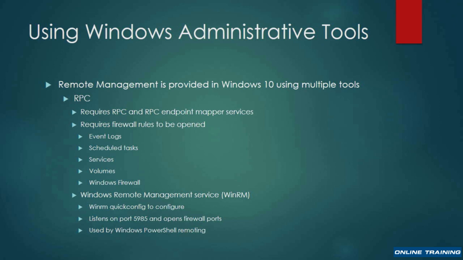Now, if you're wanting to manage other clients or servers, it is going to require some firewall rules to be open. Firewall rules for the event logs, firewall rules for scheduled tasks, for services, for volumes, for disk management, and for the Windows firewall. And so we have to go in and turn those on if, in fact, we want remote management.